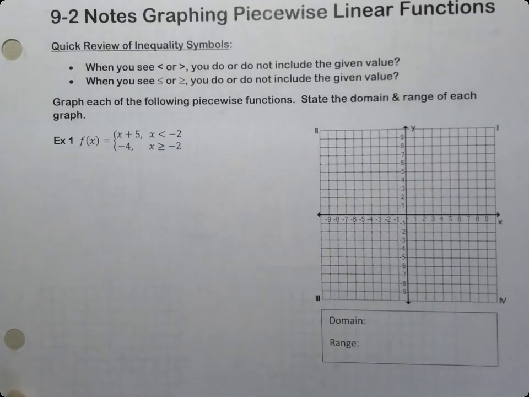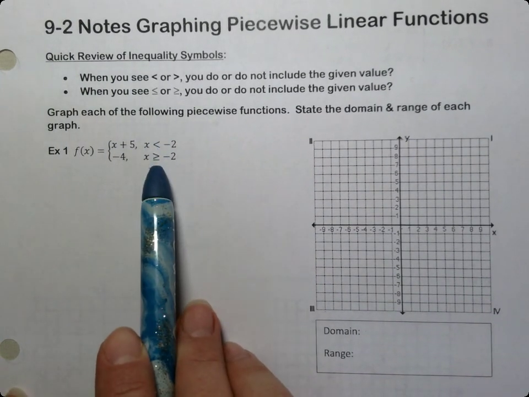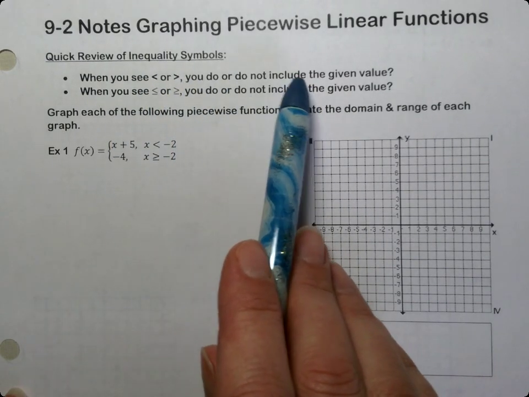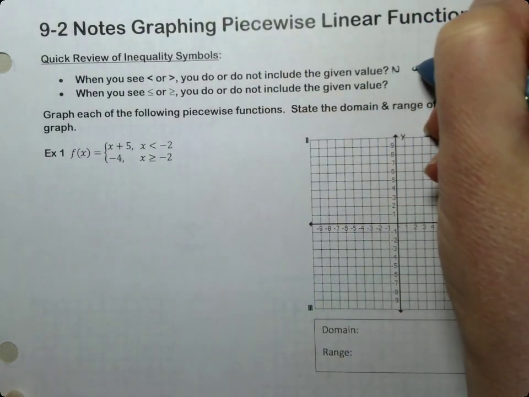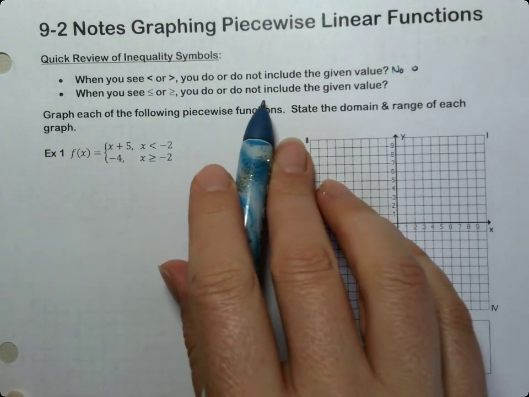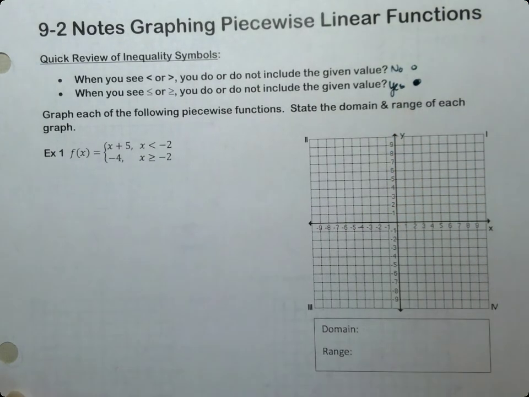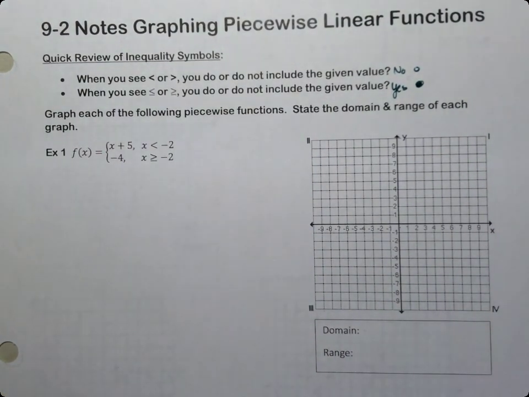All right, we are looking at 9.2 notes on graphing piecewise linear functions. So we have these inequality symbols, and I know you know this. When you see less than or greater than, it's not included. So do you include the given value? No. You would use an open circle. And if you see less than or equal to, greater than or equal to, do you include the value? Yes, so you use a closed circle. Got it? Also, same thing if you had to write something in interval notation, like domain and range.